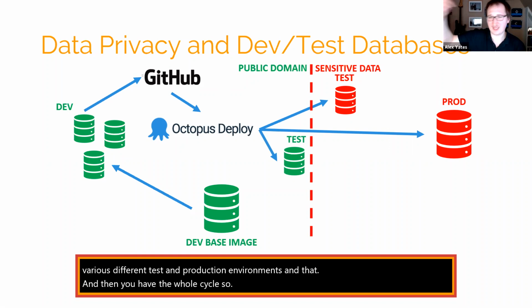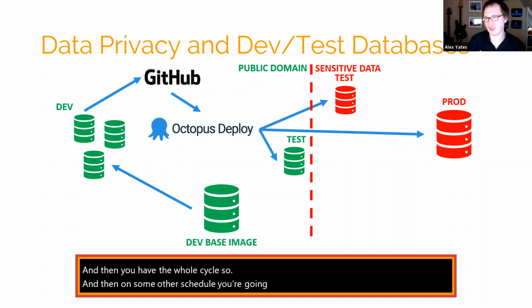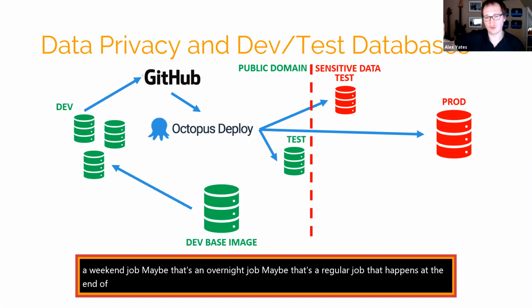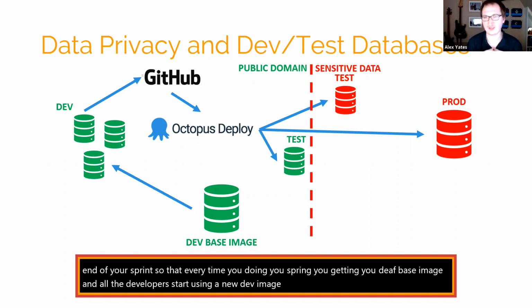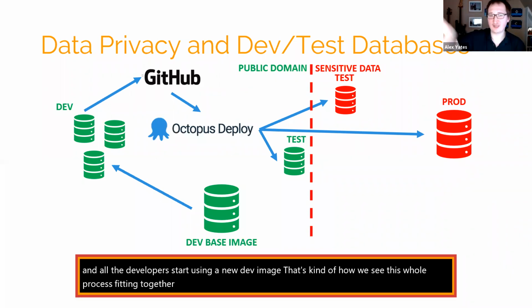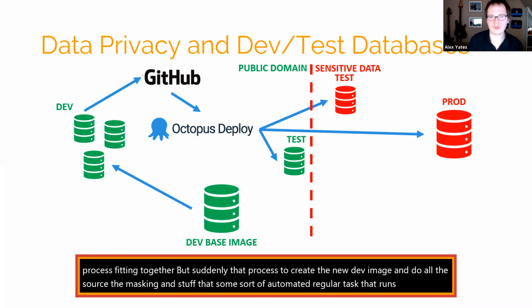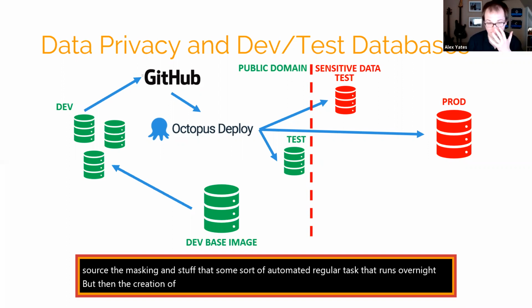And then on some other schedule, you're going to refresh that dev base image. Maybe that's a weekend job, maybe that's an overnight job, maybe that's a regular job that happens at the end of your sprint, so that every time you do a new sprint, you get a new dev base image and all the developers start using a new dev image. That's kind of how we see this whole process fitting together. But certainly that process to create the new dev image and do all the masking and stuff, that's some sort of automated regular task that runs overnight. But then the creation of dev environments is super straightforward.